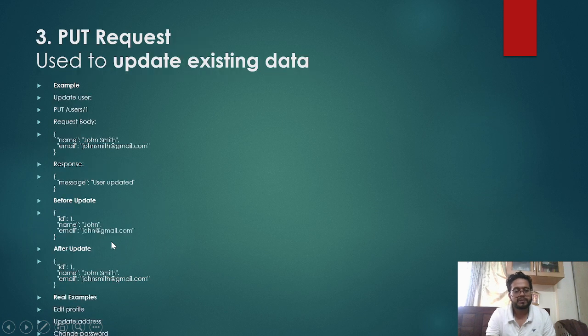A POST request is something like that. PUT is used to update the existing data. So if the name is John Smith and we are updating it, after the update we end up with the updated name. This is basically the update request. Examples are edit profile, update address, change the password, which are examples of the PUT request.